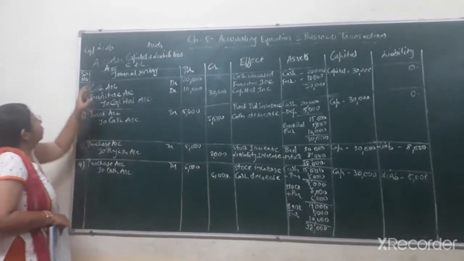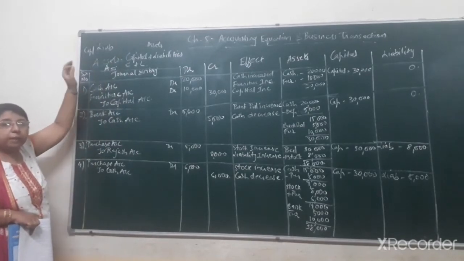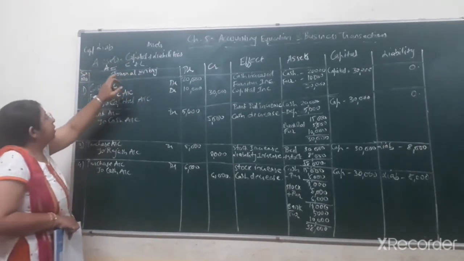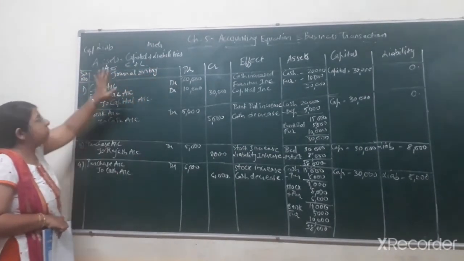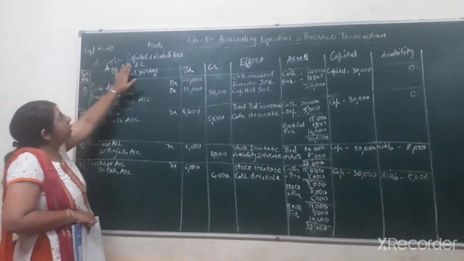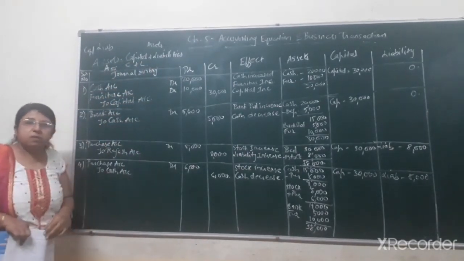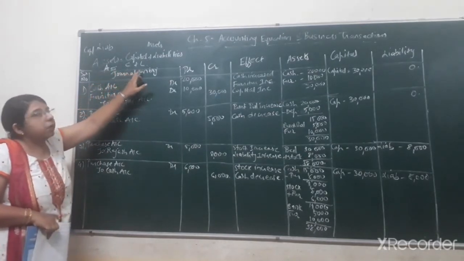So based on that concept of balance sheet, this equation has been developed. That is, assets is equal to capital plus liabilities. It means assets will always be equal to the total amount of capital and liabilities of the business unit. In short, it is written A = C + L.